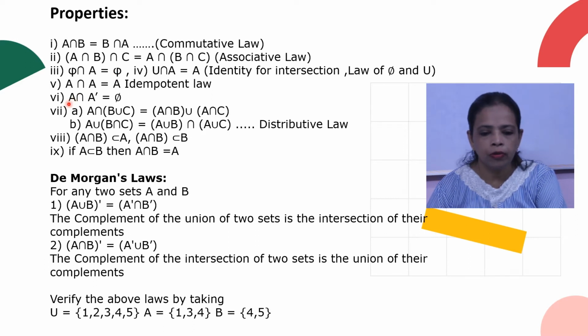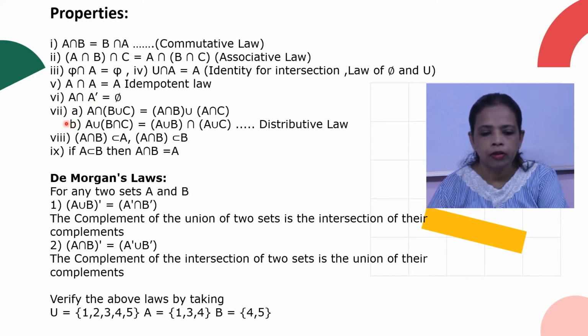Next, property number 5, A intersection A equal to A. This is called idempotent law. Intersection of any set with itself is the same set. Property number 6. A intersection with its complement set is always phi, because if A is a set, the complement set is not a subset of A, so there is no common element between A and A complement. So it is a null set.